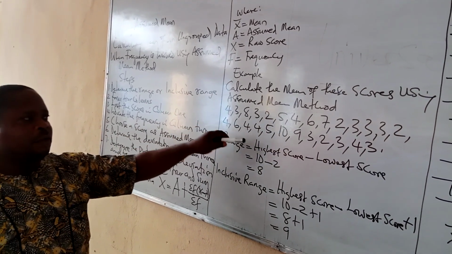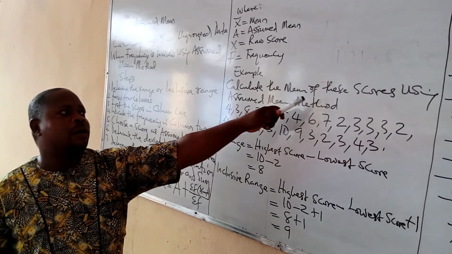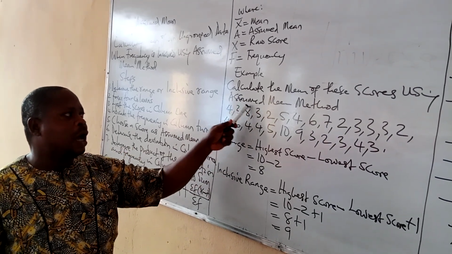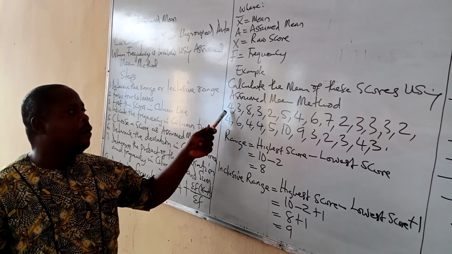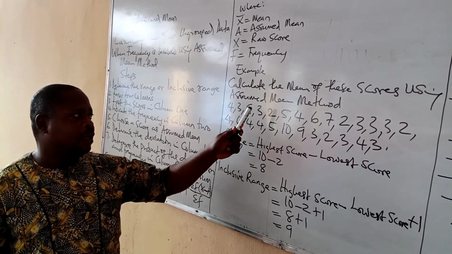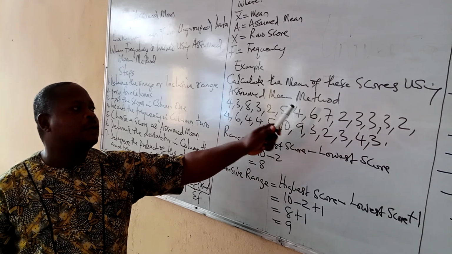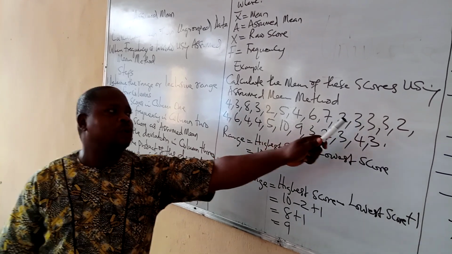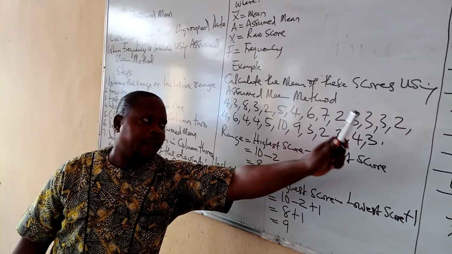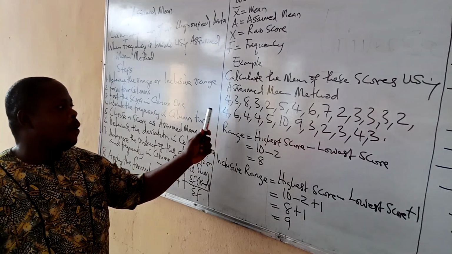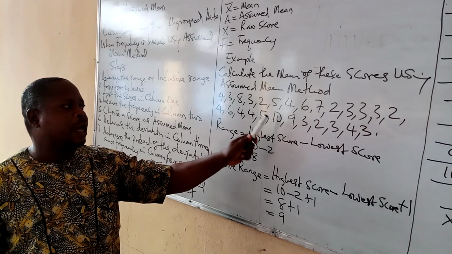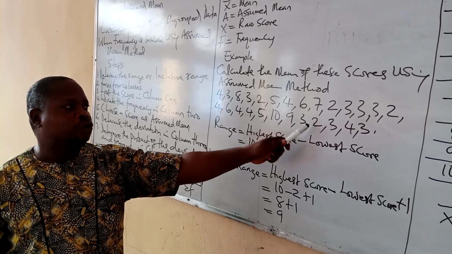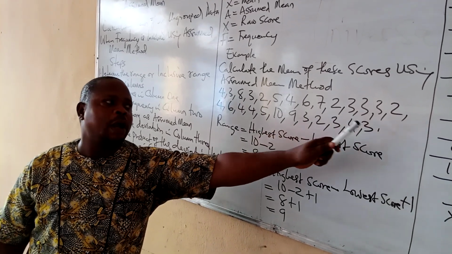Now the example is given here. Calculate the mean of these scores using the assumed mean method. The scores are given here: 4, 3, 8, 3, 2, 5, 4, 6, 7, 2, 3, 3, 3, 2, 4, 6, 4, 4, 5, 10, 9, 3, 2, 3, 4, and 3.